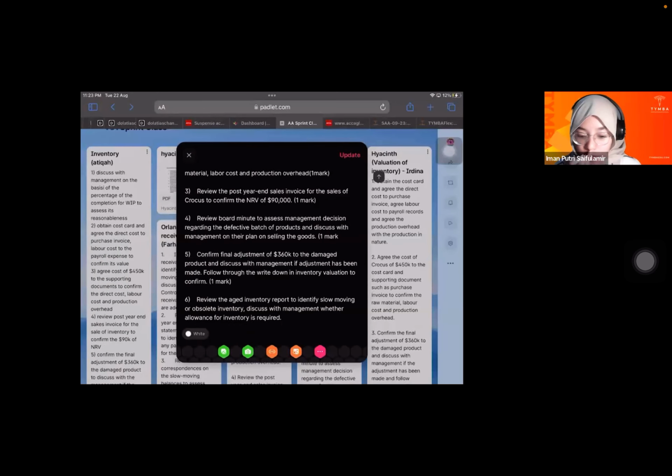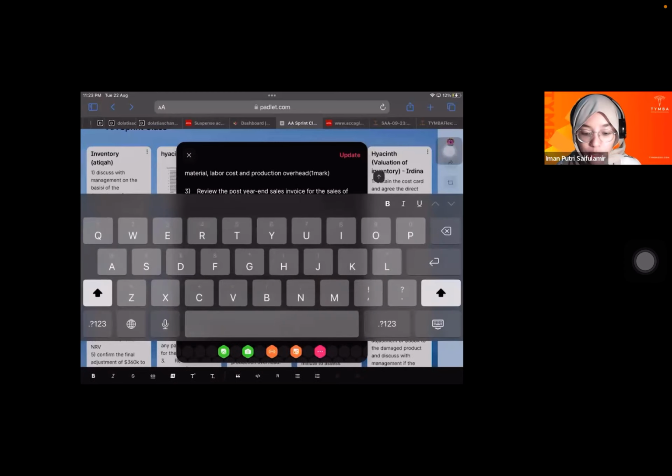Lastly, review the age inventory report to identify slow moving. Discuss with management whether allowance for inventory is required. This is the last 1 mark.